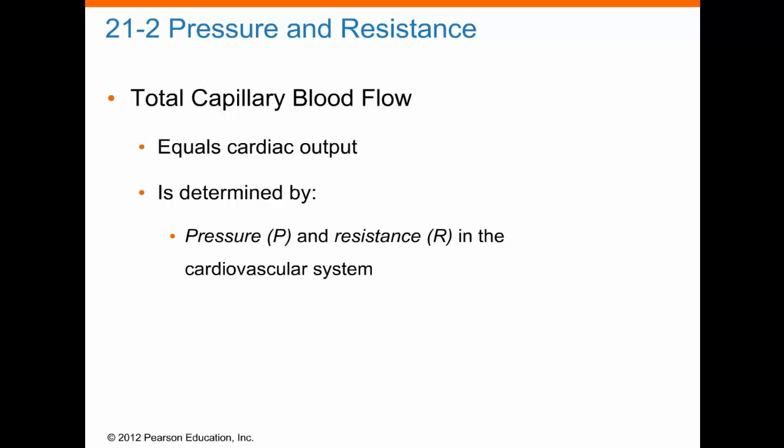So total capillary blood flow equals cardiac output. So it's determined by the pressure and the resistance in the cardiovascular system. If there isn't sufficient pressure and the resistance is too high, then you're not going to get capillary blood flow.